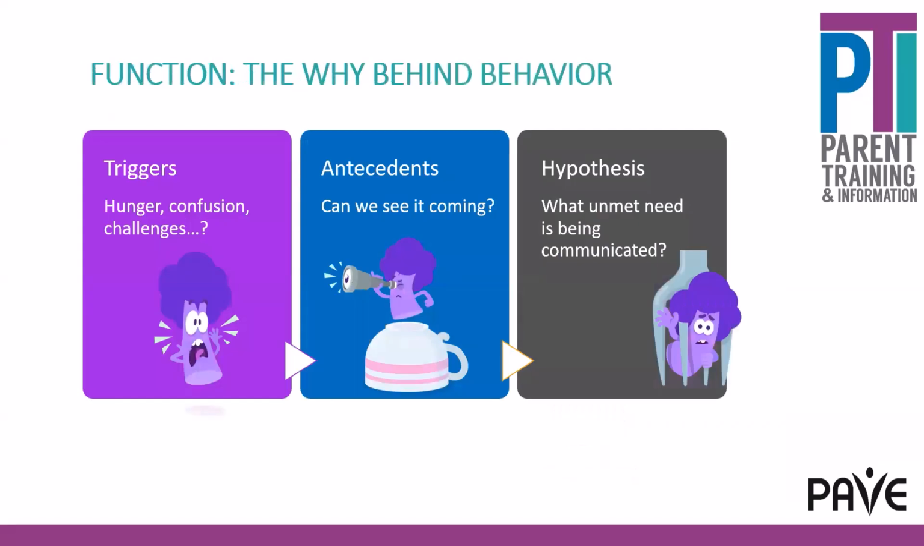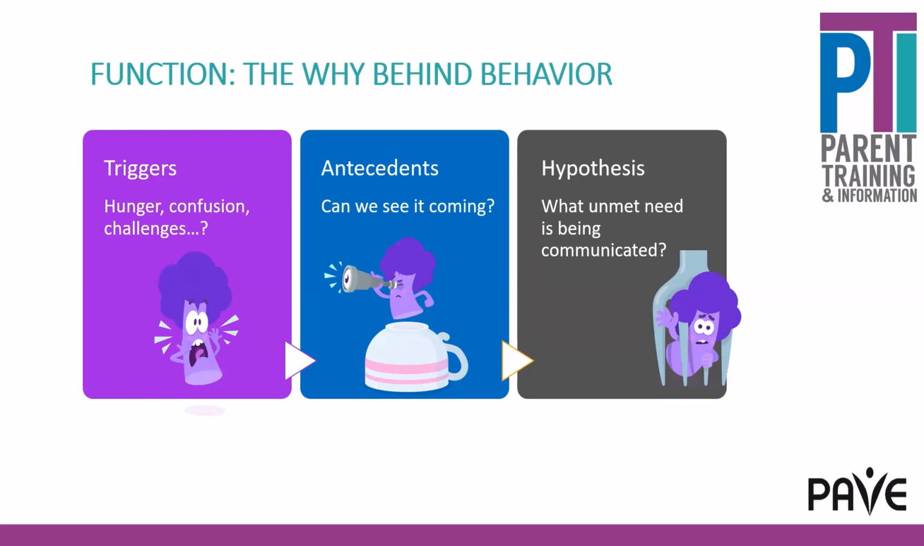Here are three words that are part of the FBA process: triggers, antecedents, and hypothesis. Let's talk about each one. A trigger is something that regularly clicks a person into a repeating pattern of how they feel, think, or respond. A trigger can be anything: hunger, time of day, a person who is irritating, a color or sound, a challenging request, confusion, overwhelm. The list is truly endless.